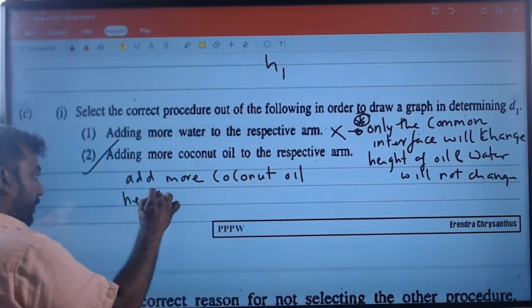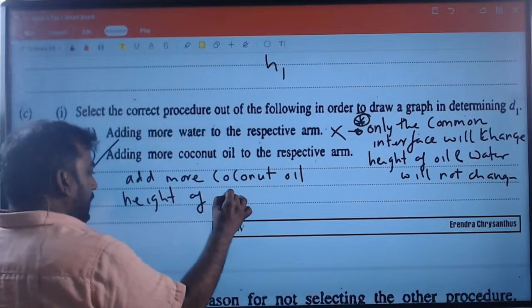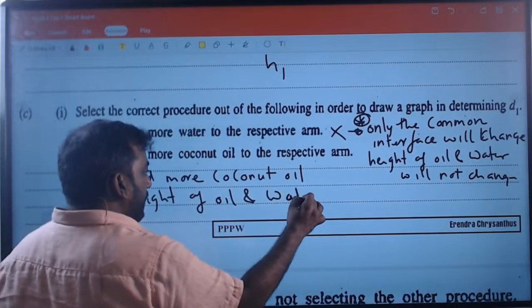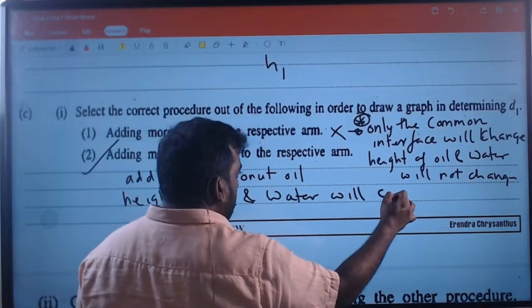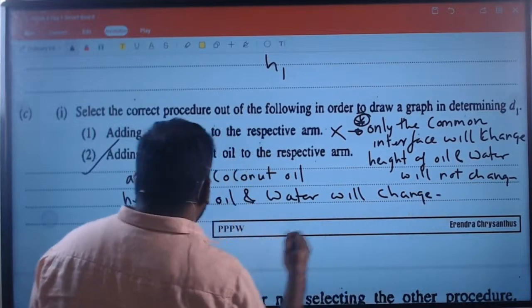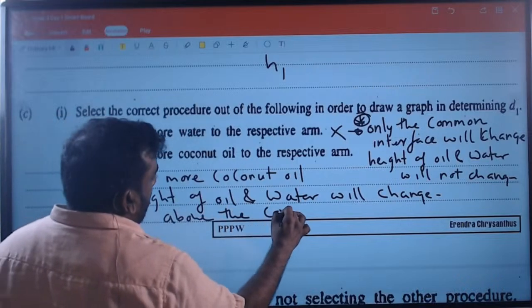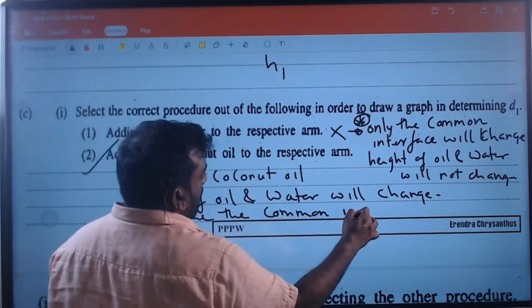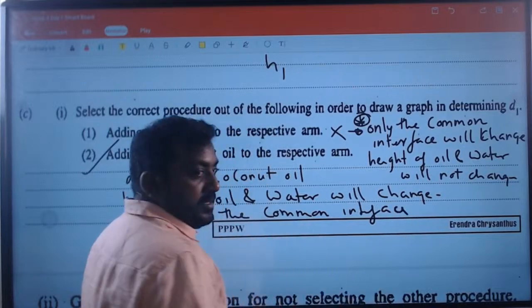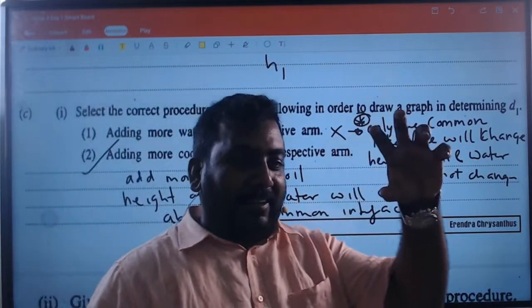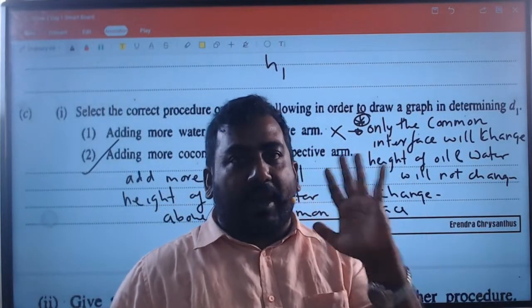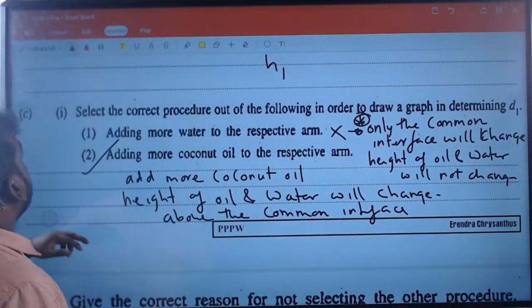Height of oil and water will change above the common interface. Above the common interface. Okay now? So clear now? Whatever you have done, apply the logic directly and get the answer. Right. Next one.